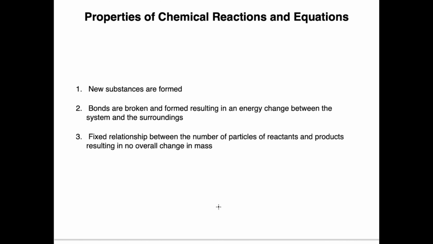The first is that new substances will be formed, right? Because in a chemical reaction, reactants form products. So, reactants will react to form something new.